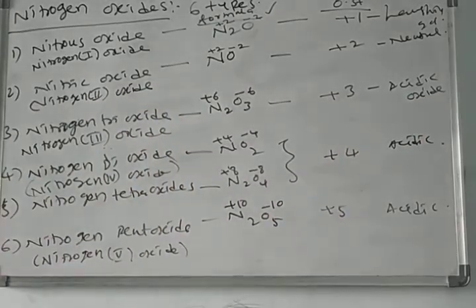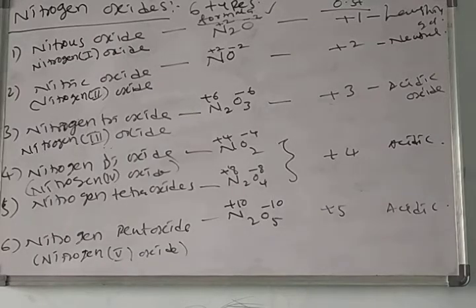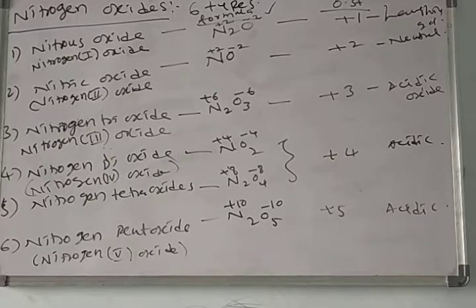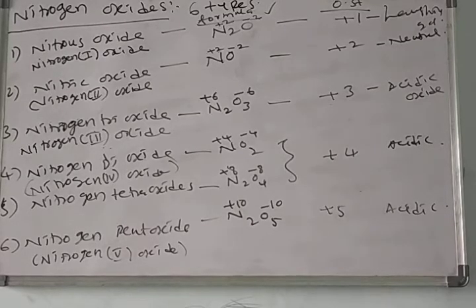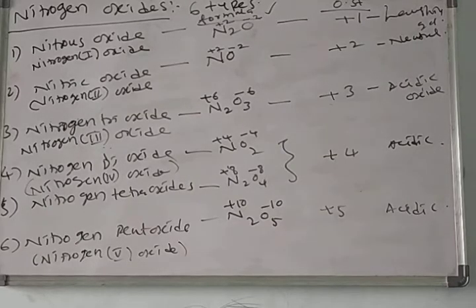Here nitrogen dioxide and nitrogen tetroxide both are considered acidic oxides, and both are considered nitrogen 4 oxide. The oxidation number in nitrogen tetroxide is plus 4. These are acidic oxides. And what is the final oxide? Nitrogen pentoxide. It is also called nitrogen 5 oxide. The formula of nitrogen pentoxide is N2O5. The oxidation number of nitrogen in that is plus 5. Here acidic oxide.